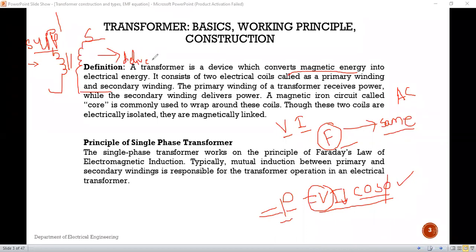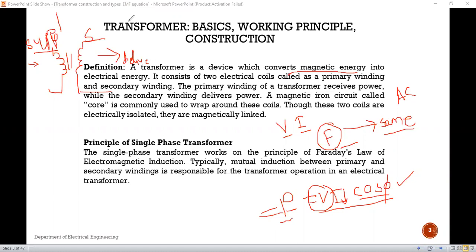So this is the simple construction of a transformer. It will consist of two coils. Now these two windings are not electrically connected. Is there an electrical connection between them? Whether these two coils are electrically connected? No. These two coils are not electrically connected, but they are magnetically coupled. That means there is magnetic coupling between these two coils, so magnetic energy will be generated.